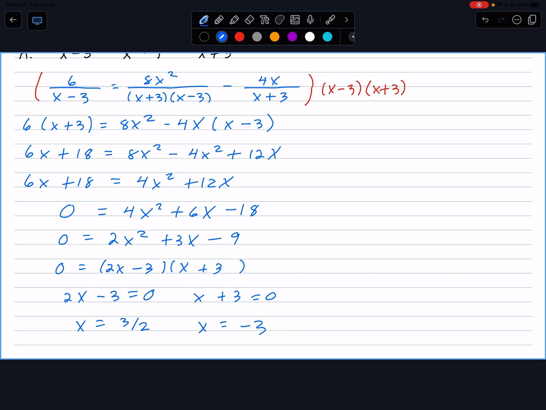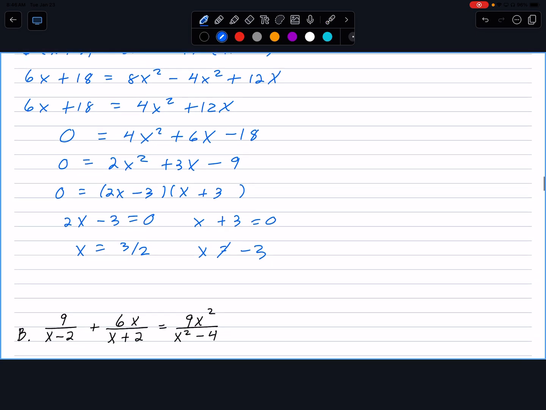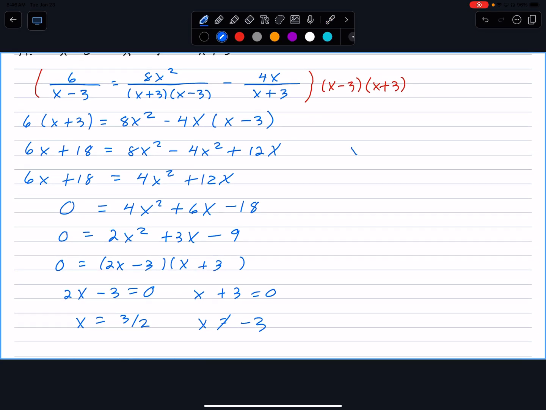So this is an extraneous solution. So my final answer is going to be x equals 3 halves. If you were asked to identify any extraneous solutions, then our extraneous solution would be x equals negative 3.